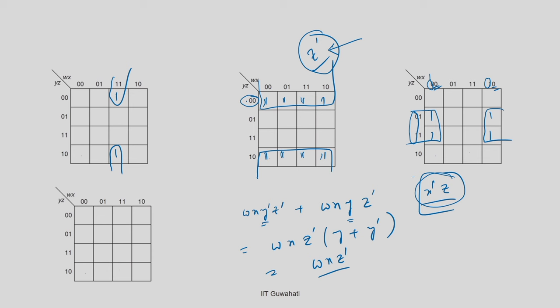So what is the relation here? If you combine 2, 1 literal is reduced. If you combine 4, 2 literals are reduced. If you combine 8, 3 literals are reduced, right? So that means 2 to the power i. If the number of min terms is 2 to the power i, then i number of variables will be removed. So this is the idea. This way you can combine all the terms that are adjacent to each other to minimize the expression.